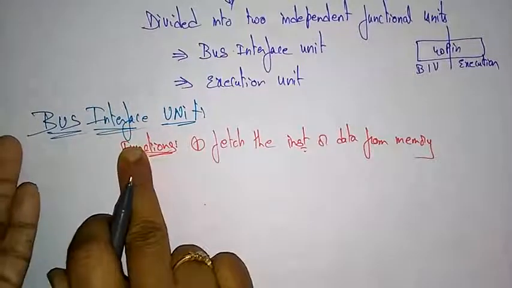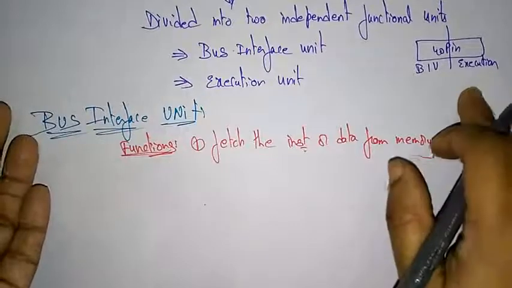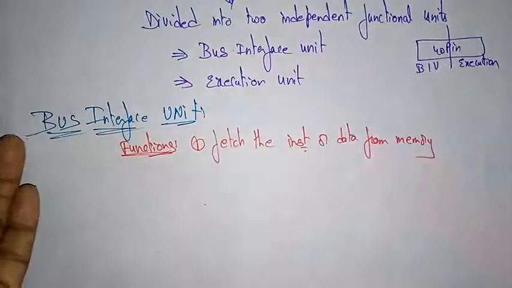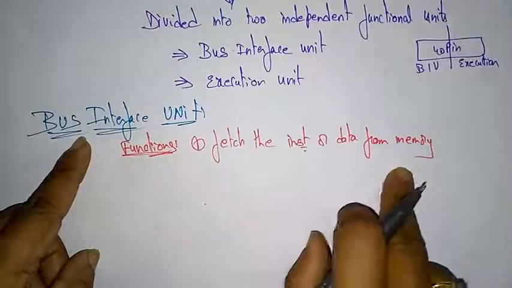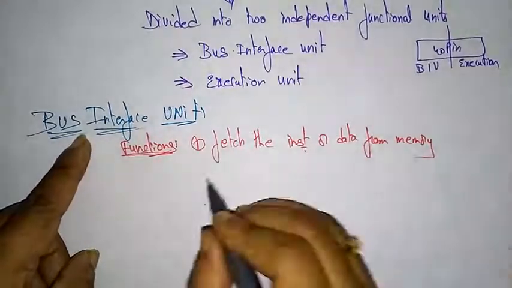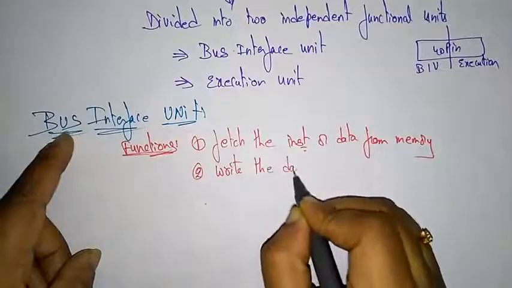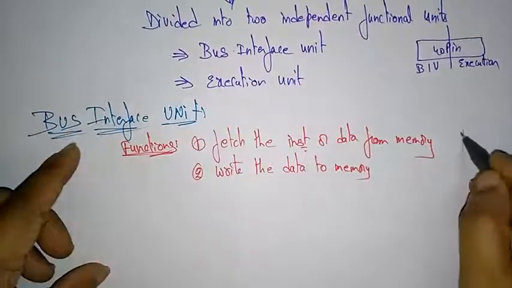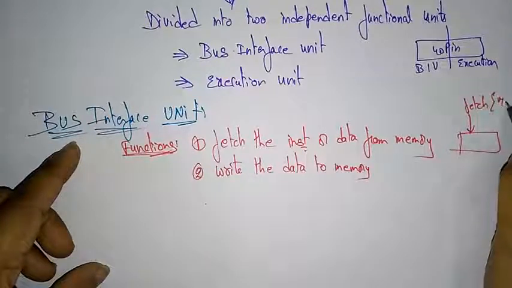This is present inside the processor only. The execution unit wants to execute some data. So what data does it have to execute? That data will be fetched by the bus interface unit. So the first function of the bus interface unit is to fetch the instruction or data from memory. Next, it writes the data to memory. It is also doing another work, so it is fetching the data from memory or IO.